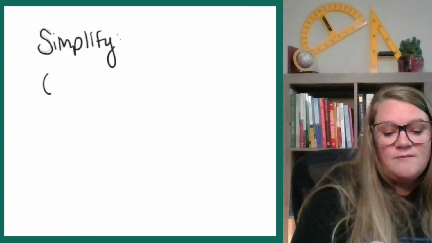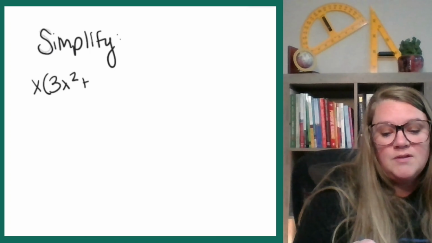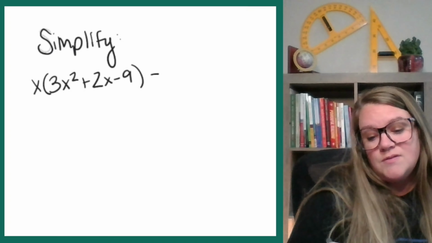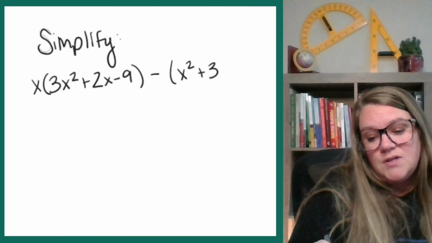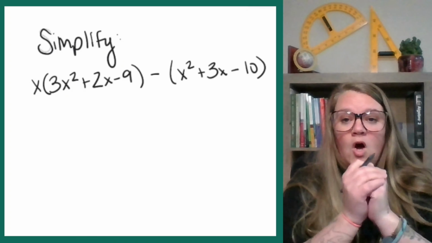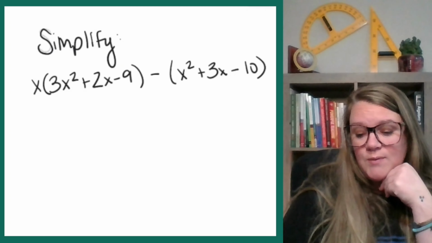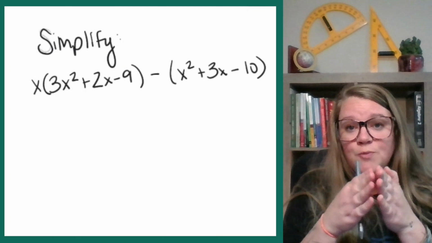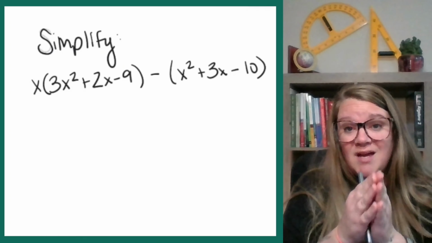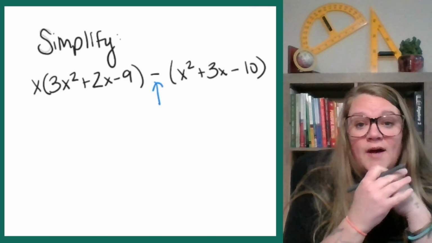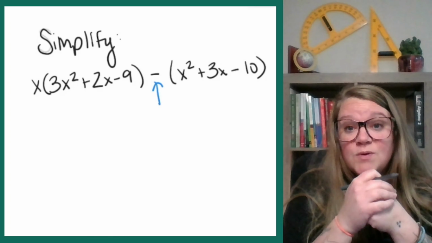So let's have this. x times 3x squared plus 2x minus 9, minus x squared plus 3x minus 10. Okay, so how do I know if I'm adding or subtracting? We're going to do the same thing that we did last time. You need to look in between the two parentheses and see what sign is there. Right here, we have a subtraction sign, so that tells us that we're subtracting.